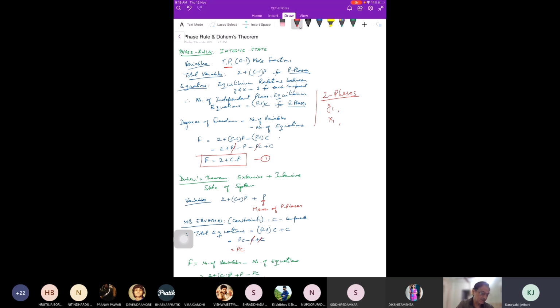Suppose we take C components, say two components, ethanol water or methanol water, and two phases, that means liquid phase and vapor phase. Right? So if I specify y1 and x1, that means I get a relation between y1 and x1, right? This one relation I have. Correct. So do I know y2 and x2?